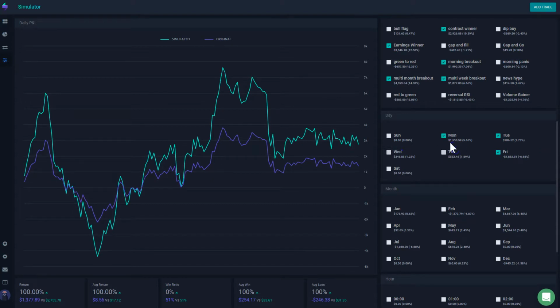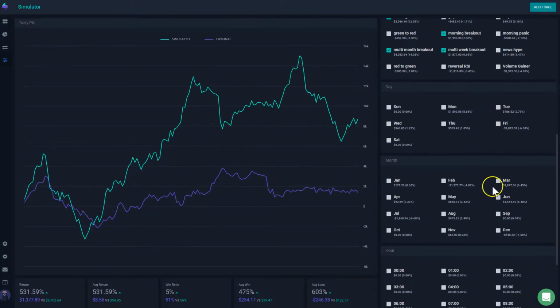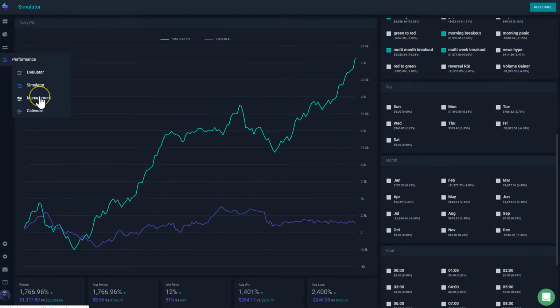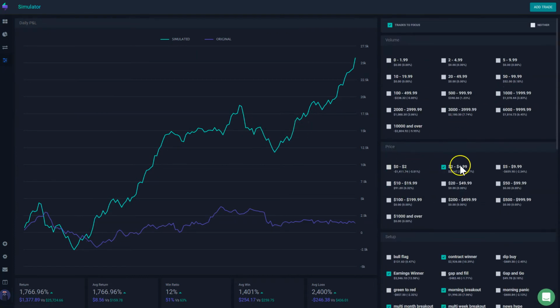Okay, so again, the idea is that you play around with this, you form your own trading strategy, and then you take that trading strategy and put it into the management tool, which is a tool that is going to allow you to actually follow your plan, which is a plan that you have played around with here.